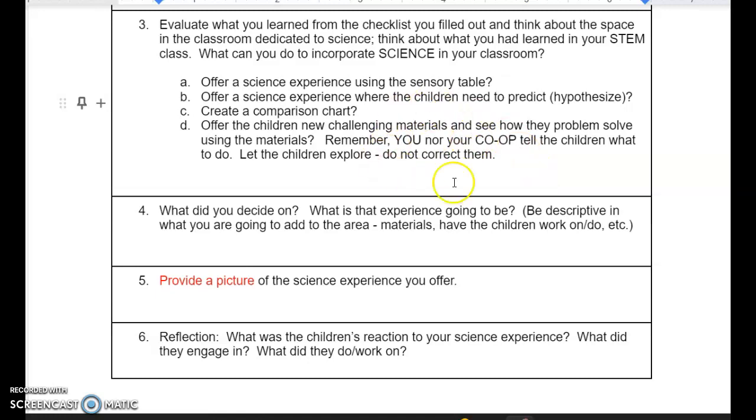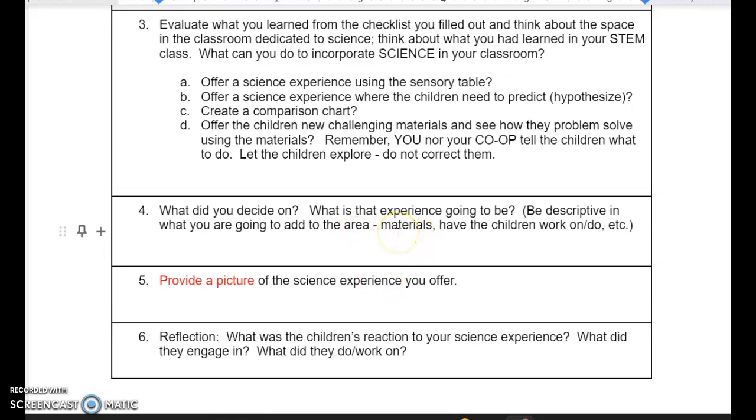You're going to think about it, create something to make that happen, and then tell me what you decided on. What is that experience going to be? Be descriptive. Instead of creating an entire plan sheet and an entire experience plan, you're just going to summarize it for me right here. I need to see a lot of written material, a lot of writing down here, so that I can see what it is that's going to be happening.